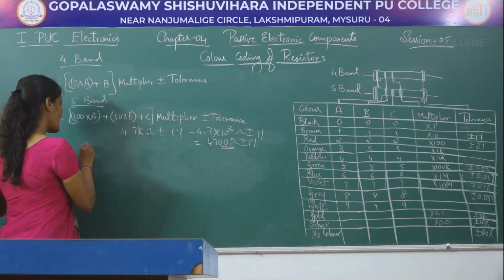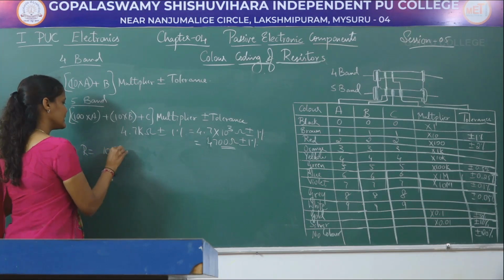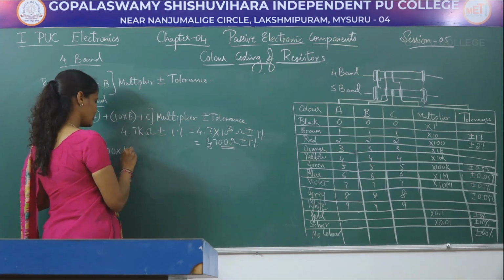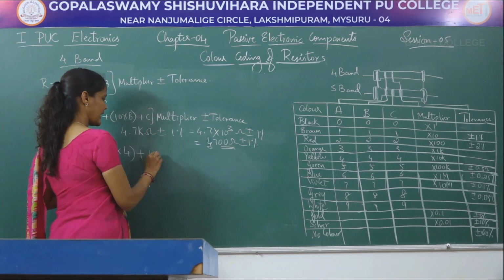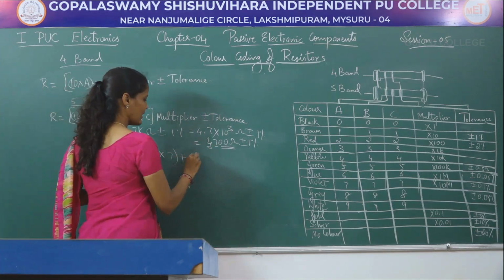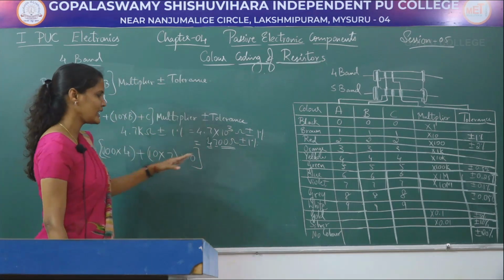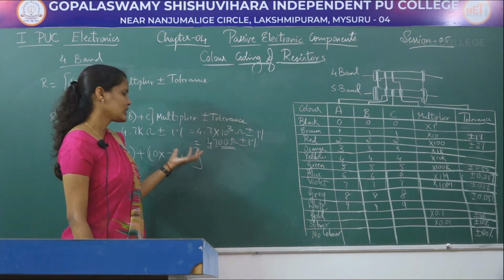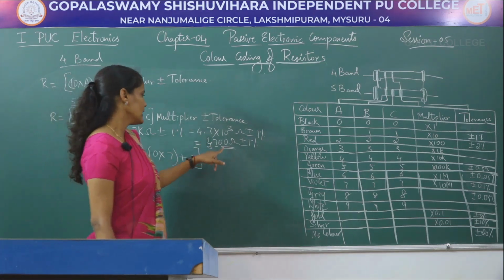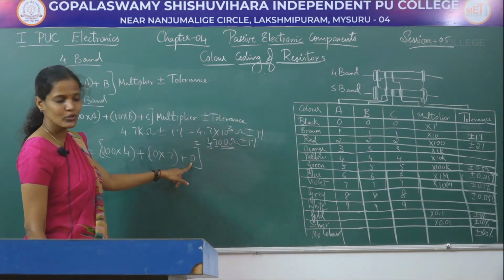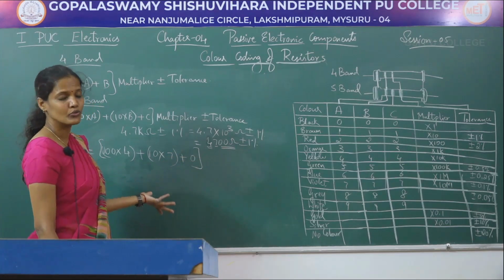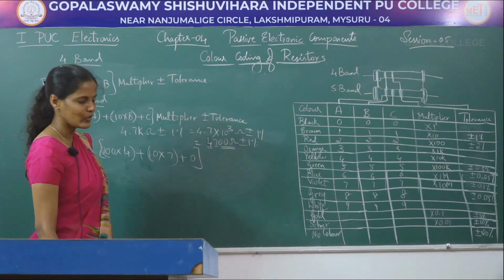So I have to use this formula, R is equal to 100 into A value must be equal to 4. So A value is equal to 4, then 10 into B value must be equal to 7, C value must be equal to 0. I am not having any other numerical after this 4 and 7, so C value will be equal to 0. Suppose if I was having 472, then the C value would be equal to 2. But here I am not having any numerical, that is 2, 3, 4 or 5. So I am writing the C value as 0.